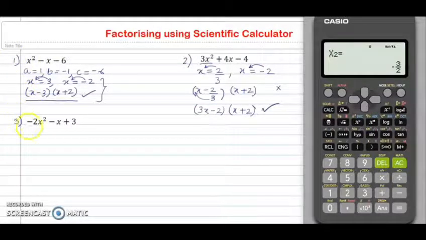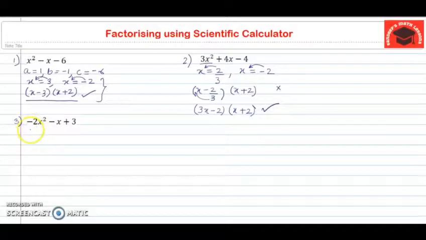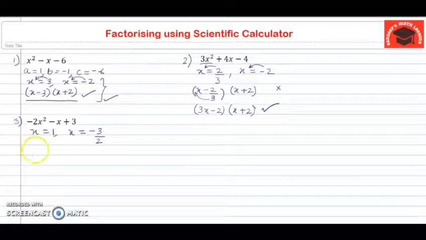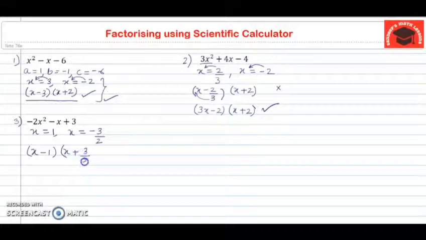So what do we get? We are getting x is 1 and x is -3/2. Now if I apply the same rule, take the 1 to the other side, it will be x minus 1, and the other one will be x plus 3/2, right? And then if I apply this rule, I should take the 2 over here in front of the x. So that will give me x minus 1 times 2x plus 3.